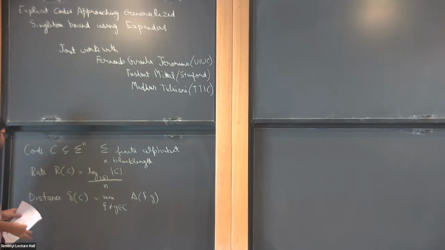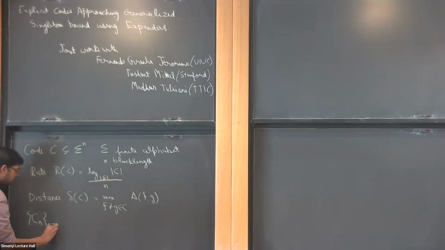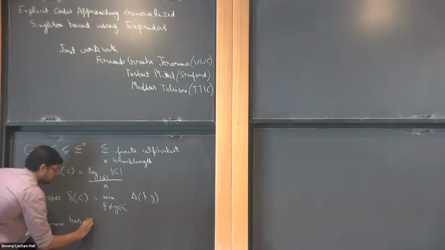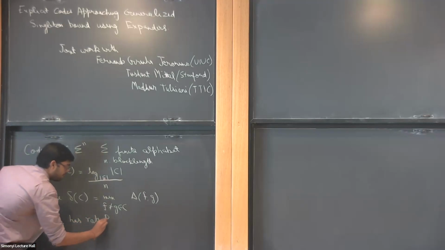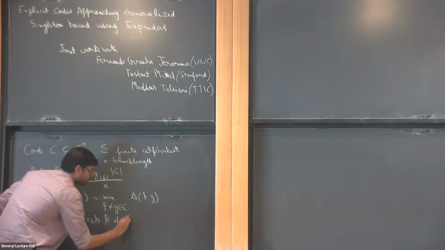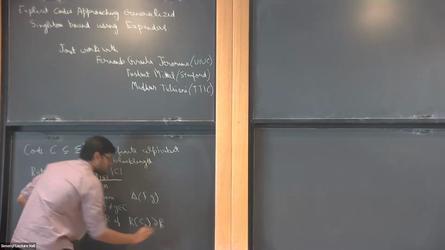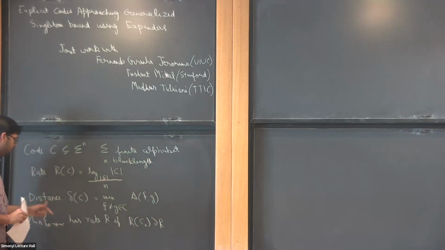And generally, we consider a family of codes, where n goes to infinity. So an infinite family of codes has rate r if for everything in the family there is a uniform lower bound of r.